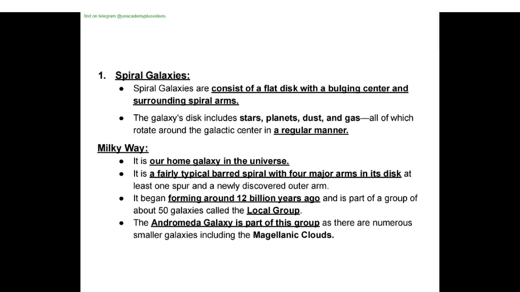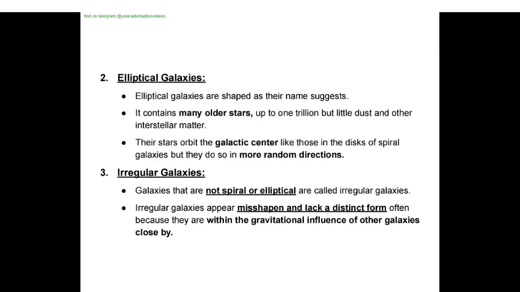It is a fairly typical barred spiral with four major arms in its disk, at least one spur, and a newly discovered outer arm. It began forming around 12 billion years ago and is part of a group of about 50 galaxies called the Local Group. The Andromeda Galaxy is part of this group, as are numerous smaller galaxies including the Magellanic Clouds.